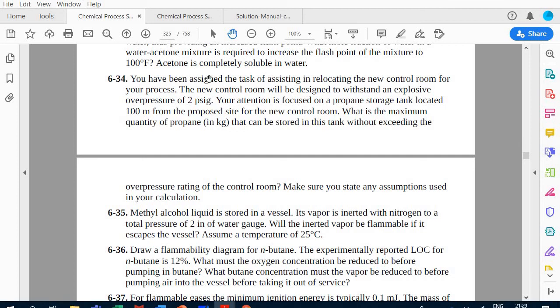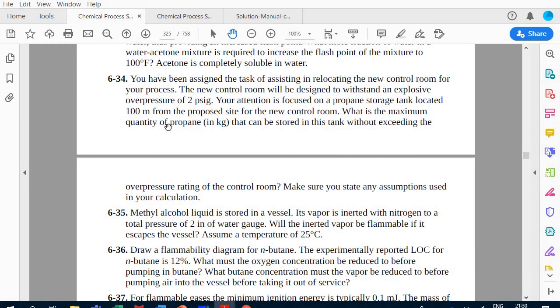So in 6.34 it says you have been assigned the task of assisting in relocating the new control room for your process. The new control room will be designed to withstand an explosive overpressure of 2 psi gauge. So you have the damage here, right? Oh, sorry, the overpressure of 2 psi gauge. It should be able to withstand this pressure. Your attention is focused on a propane storage tank located 100 meters away from the proposed site of the new control room. So the propane storage tank is 100 meters away.